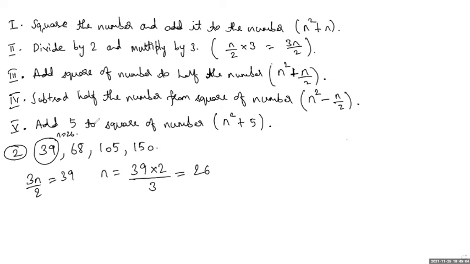So for the first number we got n is equal to 26. Let us check for the second number. 3n by 2 is equal to 68. N is equal to 68 into 2 divided by 3. Check. See, what is 68 into 2? 68 into 2 is 136. 136 divided by 3. Check. I don't think it is properly divisible.